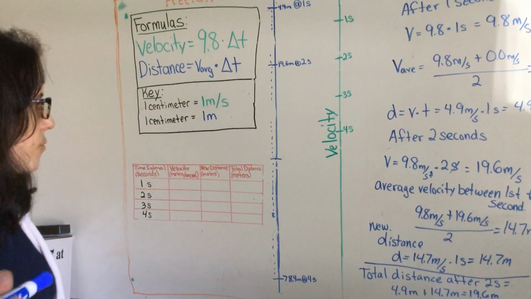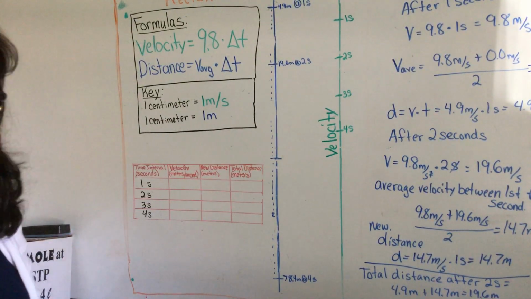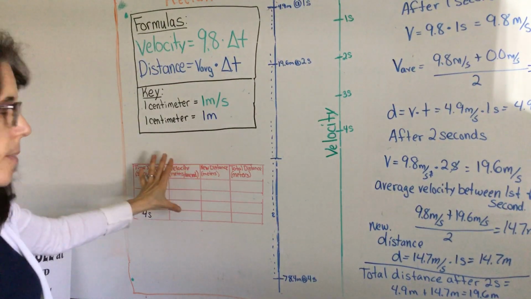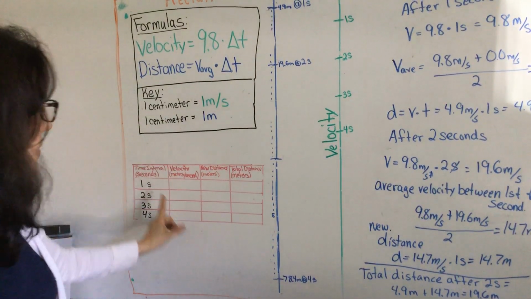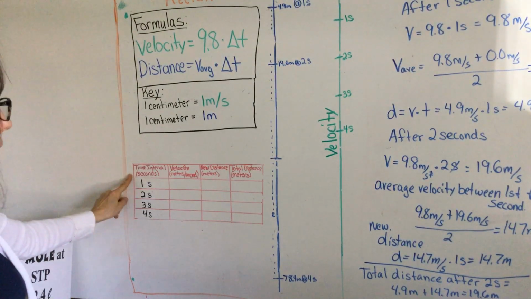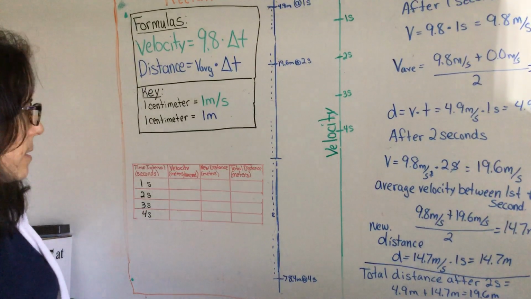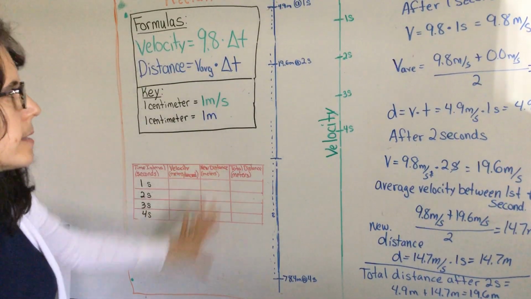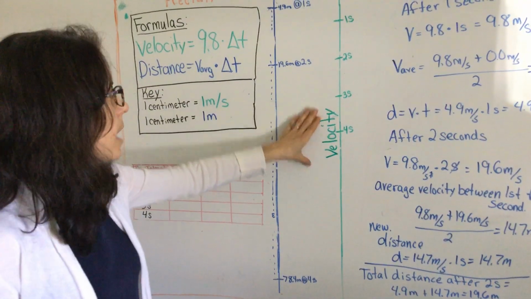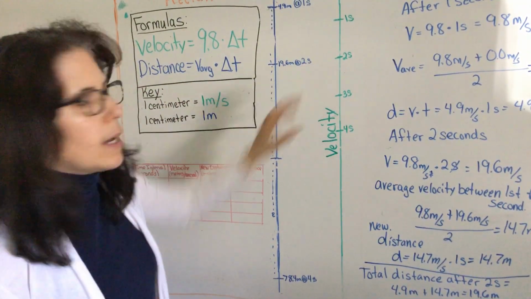I don't want to move my iPad, it's probably going to fall over, but you're going to make a table, and I'll zoom in on the table at the end, showing the time intervals in seconds, the velocity, the new distance, and the total distance. So let's do this last. Let's take a look at what you need to do with your velocity line. All right, so you drew all this, save some room for a table.